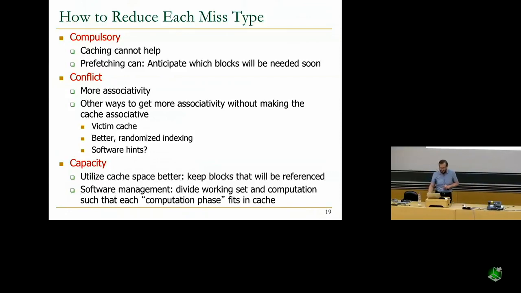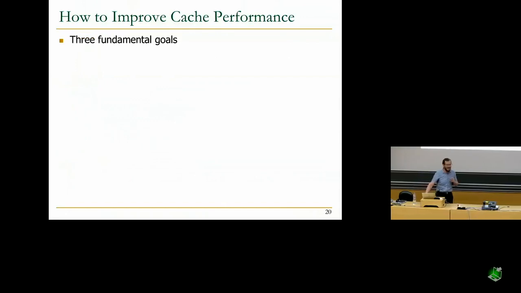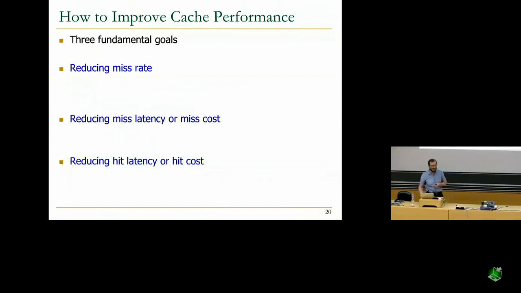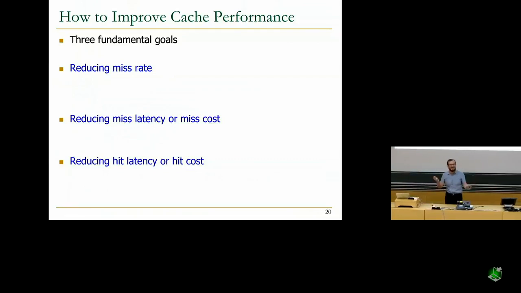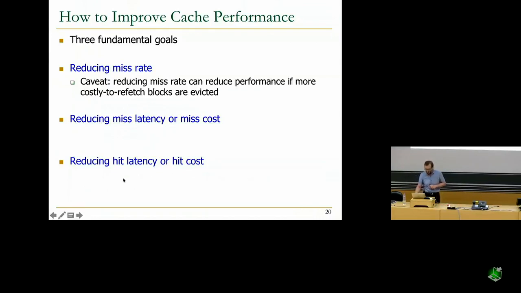Okay, so there are three fundamental goals in improving cache performance. You want to reduce the miss rate as much as possible. You want to reduce the miss latency or miss cost, or you want to reduce the hit latency, hit cost. And ideally, you would like to do all of them, but some of these work against each other, as we've discussed before. Reducing the miss rate requires you to be bigger, for example, and bigger means slower, meaning that both your hit latency and miss latency increase.